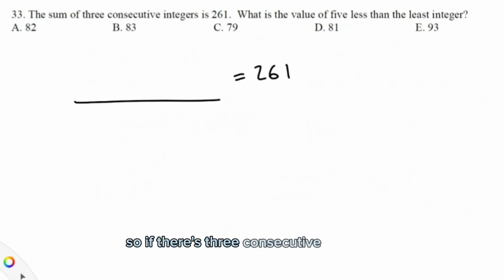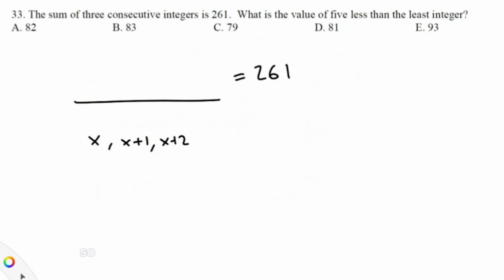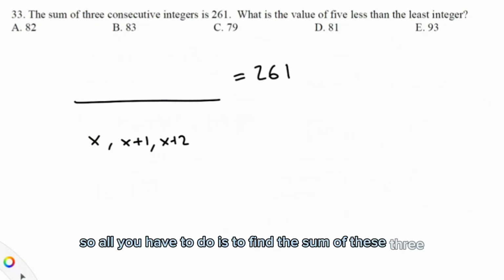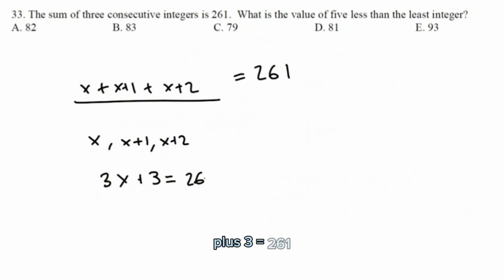So if there's 3 consecutive integers, that means the least integer and the second least integer is just going to be 1 plus the least integer, and then the greatest integer is going to be the least plus 2, like this. So all we have to do is find the sum of these three, which is just x plus 1 plus x plus 2. So when we do that, we get 3x plus 3 equals 261. And this is to solve for the least integer.